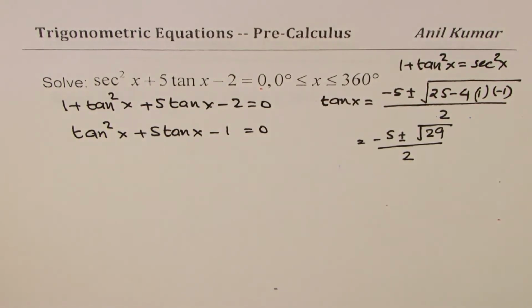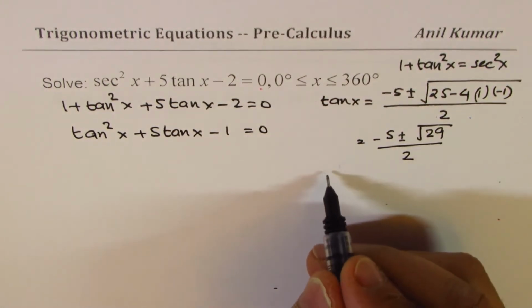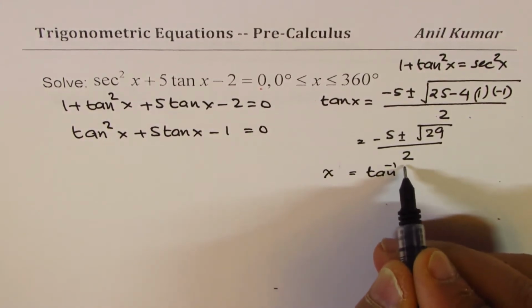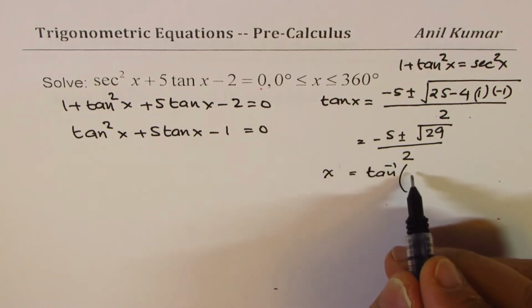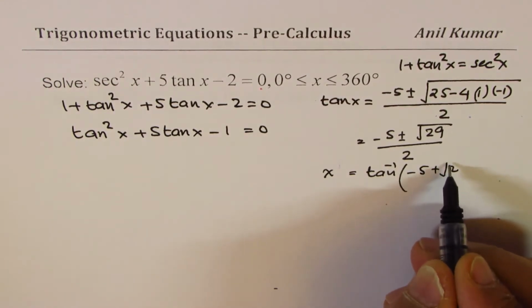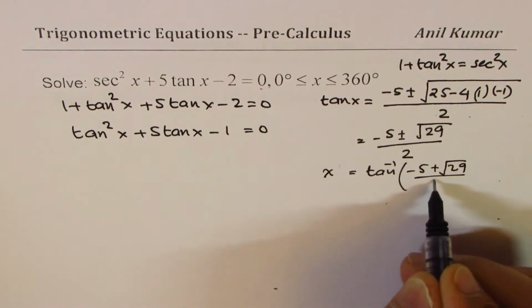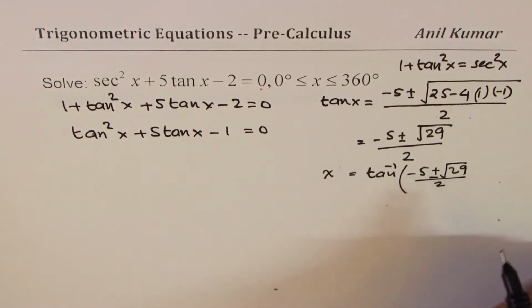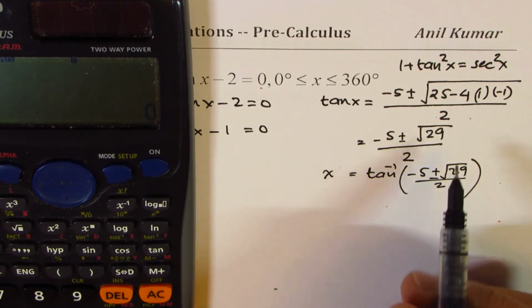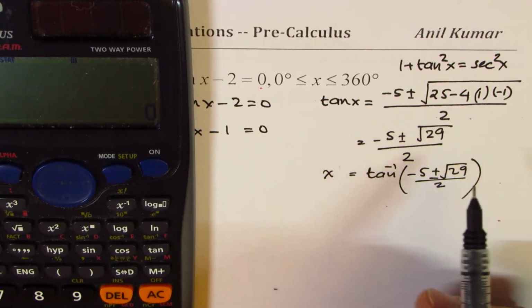So let's see what this value is. Definitely x will be equal to tan inverse of all this. So we get two answers here. One is with minus 5 plus square root 29 over 2, and the other one with minus. Is it okay? So we'll now try to find both these answers. So remember one thing. Okay, let's first calculate this and then we'll work it out.